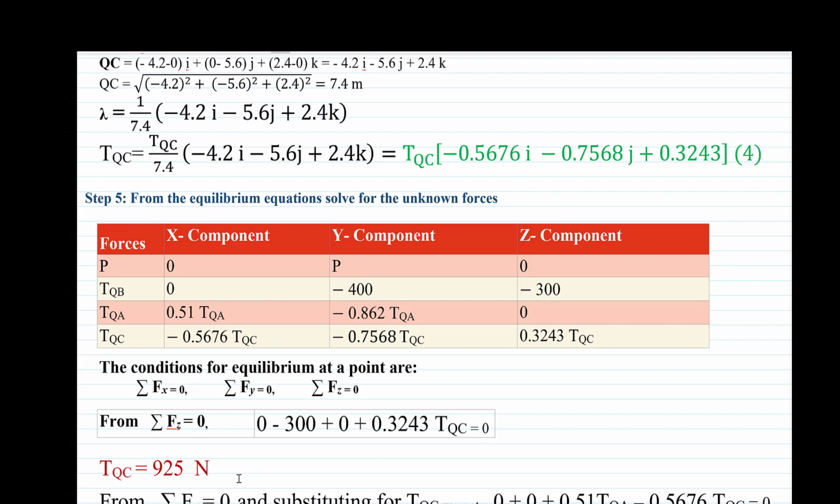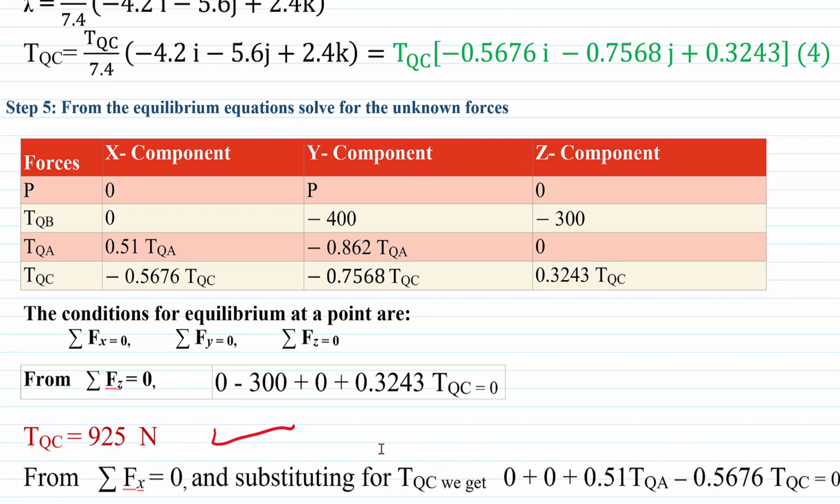So from here, the only unknown is TQC. So I calculate TQC, and we got this value. Once I got this value, I'm going to go next to sigma forces in the X direction. Why? Because I know TQC, the tension in QC. So now it becomes only one unknown. I need to determine the tension in QA, so we're going to get the equation from here.